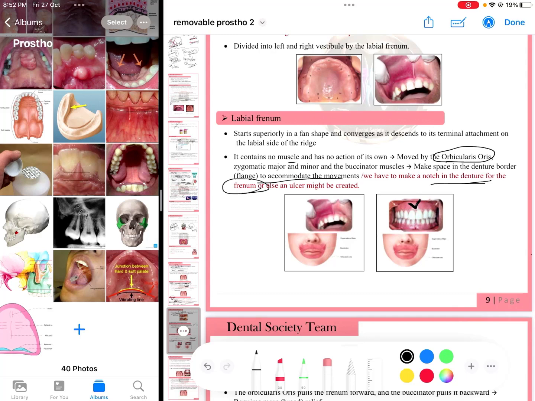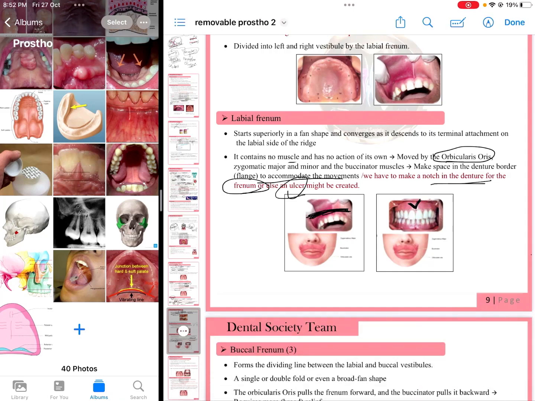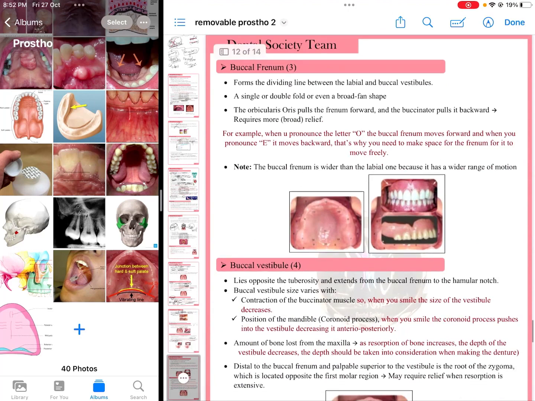If we didn't make a notch, if the denture is occluding on it, an ulcer may happen, or the denture will get out of its place. When it moves, it will make the denture fall down, okay? Or it will create an ulcer. So always you have to make a space for it to accommodate the movement, so that it can move comfortably, okay?